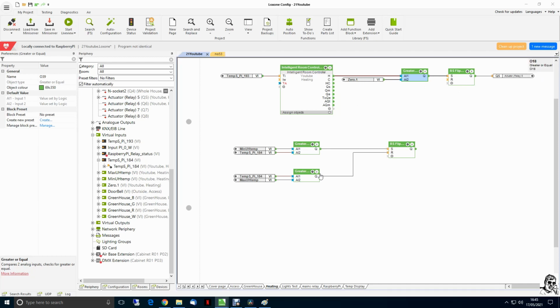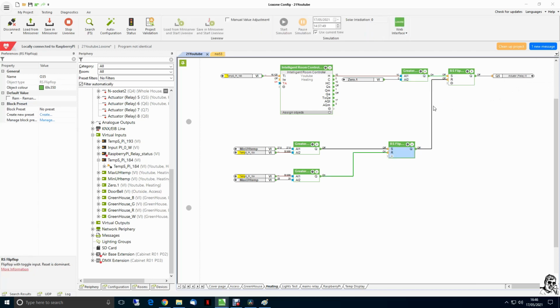Okay, in the case where the room is still cold, but the underfloor heating reaches the highest temperature, you don't need to keep the heating mat on, and for that situation we use the first flip-flop to reset the second flip-flop.